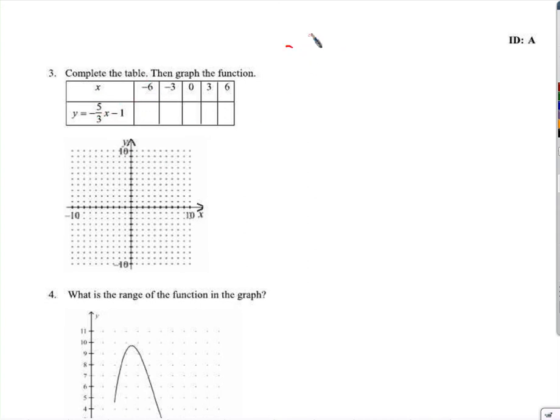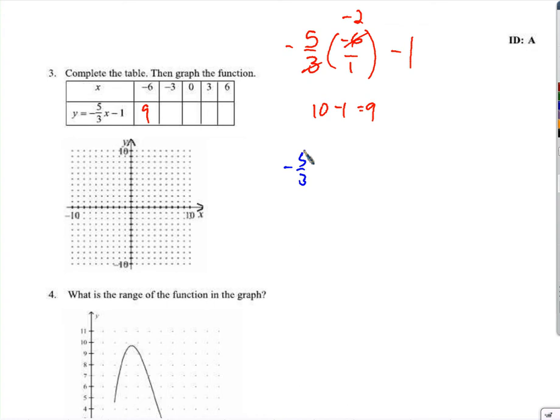and that's my y. So negative 5 thirds times negative 6, I like to put that over 1 so that it's easier to figure out. The 3 cancels with the negative 6, leaving you negative 2. Negative 5 times negative 2 is 10, minus 1, that's 9, so that is my output there. Okay, we do it again for negative 3.